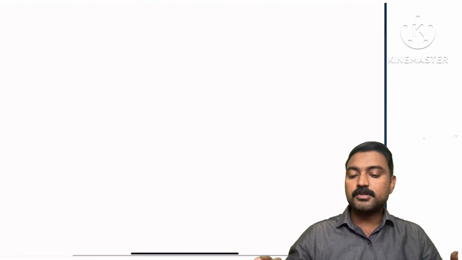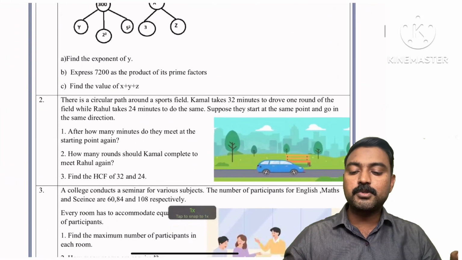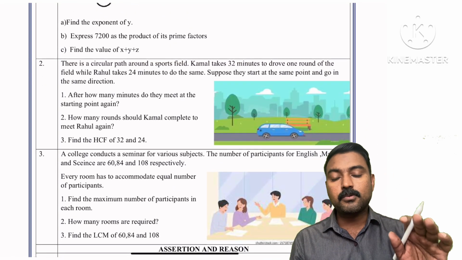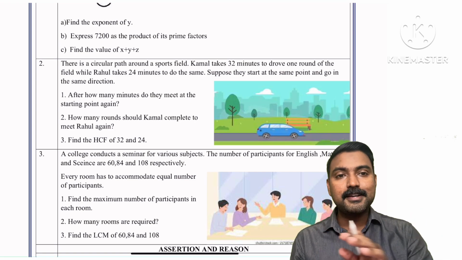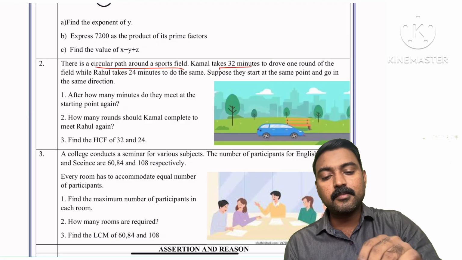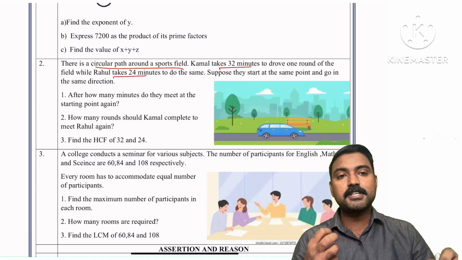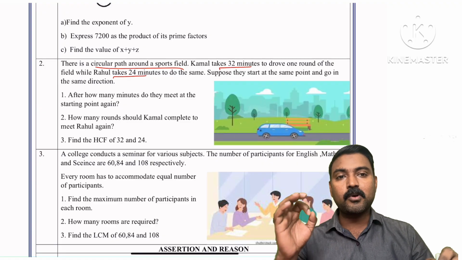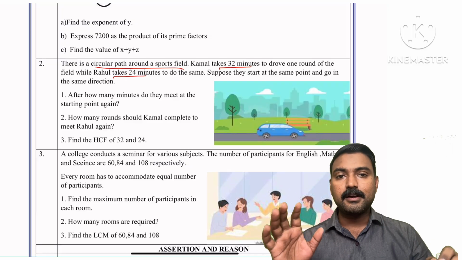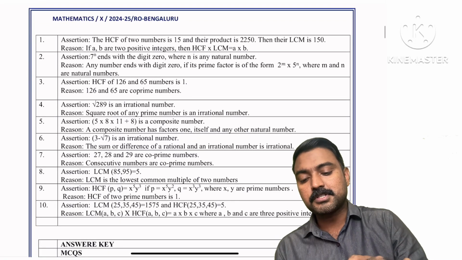So I think now you understood what are the types of questions we can expect from the chapter real numbers. Now I wanted to move to the next chapter. Before that, some case study questions also we can expect, but the case study questions are also based on either LCM or HCF, what we discussed previously. Here the question has a circular path. Kamal takes 32 minutes and the other one, Rahul, takes 24 minutes. So these questions are related to the word problems we discussed already, where either by finding HCF or by finding LCM we get the answers. So please go through these types of questions.